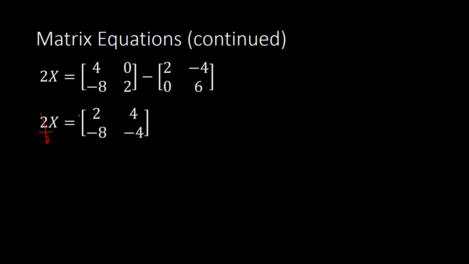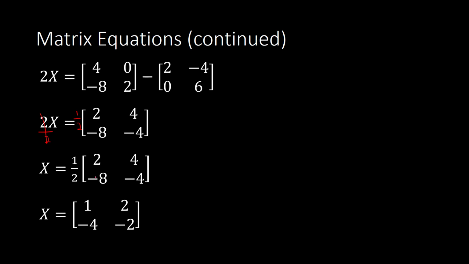And when I divide by 2, that's the same thing as multiplying by 1/2. So you can think of it as dividing by 2 or multiplying by 1/2. Either way, when I take 1/2 of each of these numbers, I would get 1, 2, negative 4, and negative 2. So my answer, my matrix x, would equal 1, 2, negative 4, negative 2.